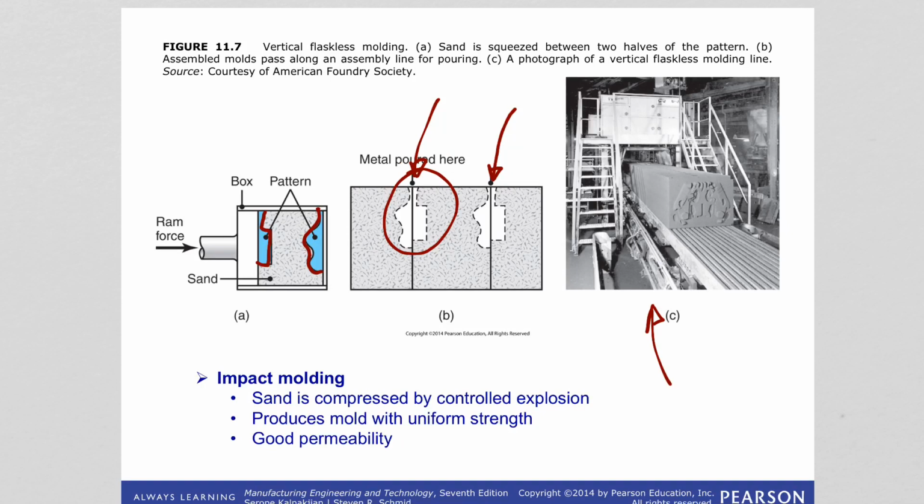And there is also impact molding, and as the name implies, the sand is compacted by a controlled explosion or an instantaneous release of compressed gases. And of course, this will produce a mold with uniform strength and good permeability.